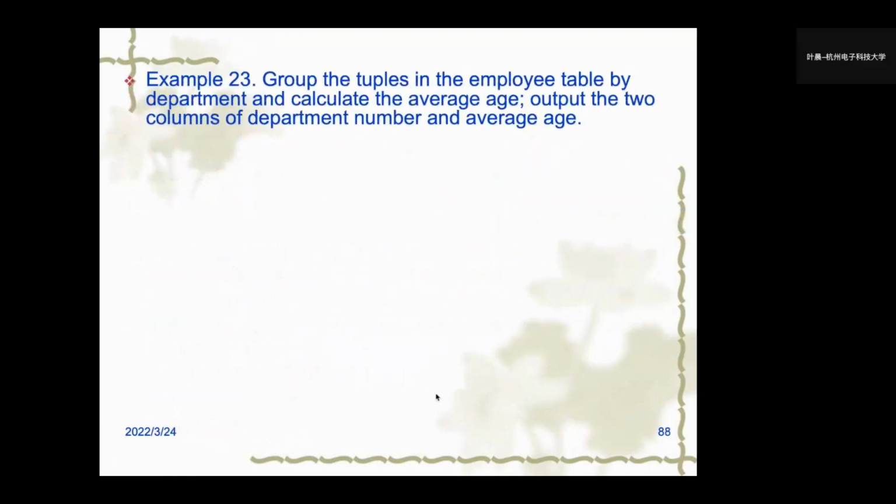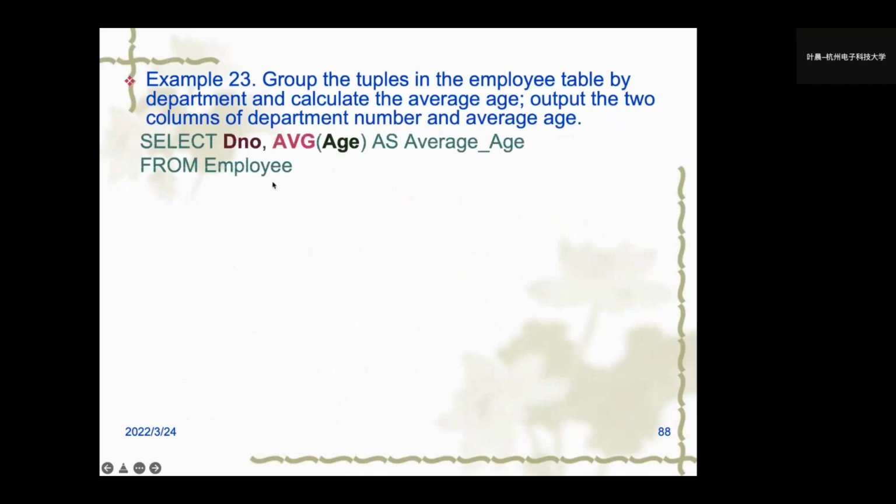And let's see the next example. Group the tuples in the employee table by department and calculate the average age, and output the two columns of the department number and the average age. So here we can use SELECT DNO and AVG(age) as average age FROM employee. We don't need a WHERE, and we can just write GROUP BY DNO, it's okay.